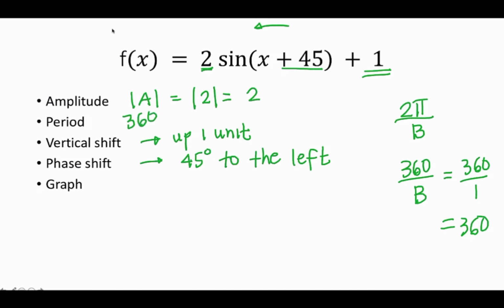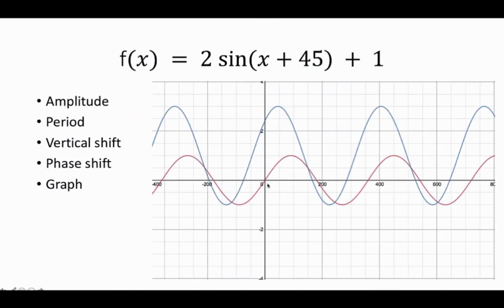And let's now sketch the graph. The graph looks like this now. The red graph is the graph of y equals sine of x, and the blue graph is the graph of this formula. Notice now that the graph is pushed 1 unit up, towards the upper part. And the graph is shifted a little bit to the left, which is this 45 degrees.